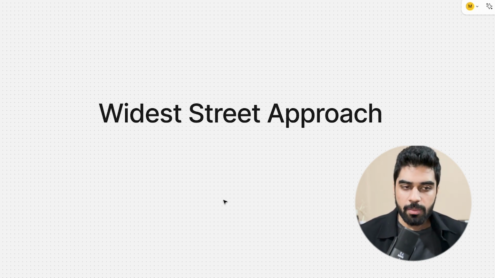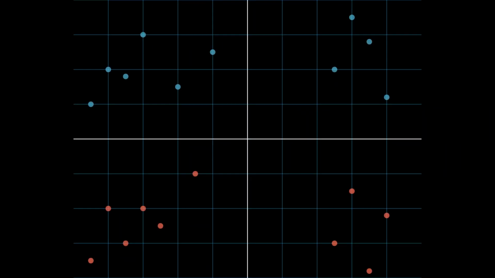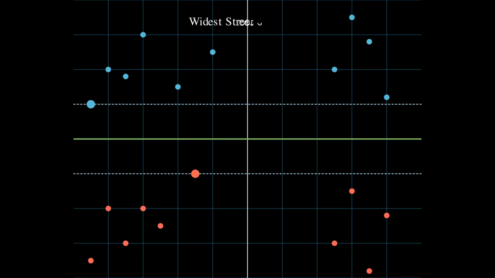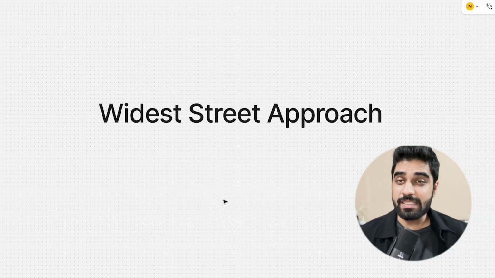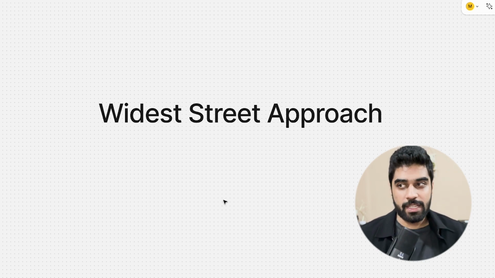Let's say we have data points scattered on a graph. Imagine two parallel streets running through our data points, each street touching near the edges of a different class. Our goal is to find the widest street possible between the two classes without encroaching on any data points. This street represents the maximum margin separator, and that's the concept of the Widest Street Approach in SVMs.